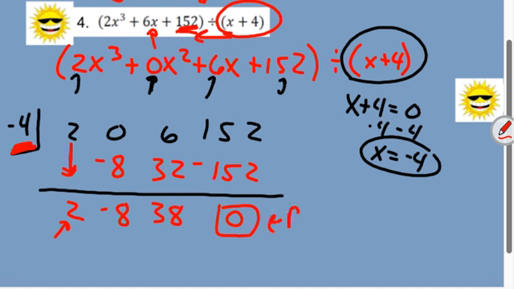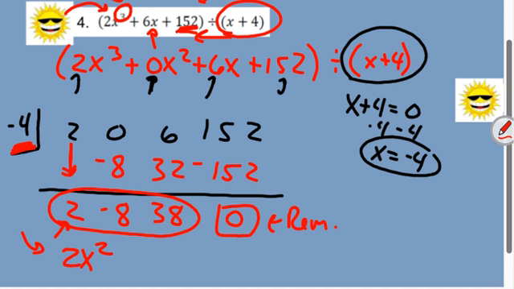Once again, this is my remainder. And these three numbers right here represent my answer, or my quotient. Now remember, we divided into 2x cubed, so my power is 3. So the power of my quotient is going to be one less than that, which is 2. So it's 2x squared minus, going in degree of decreasing order, 8x. So we got 2, 1, and then just plus 38.